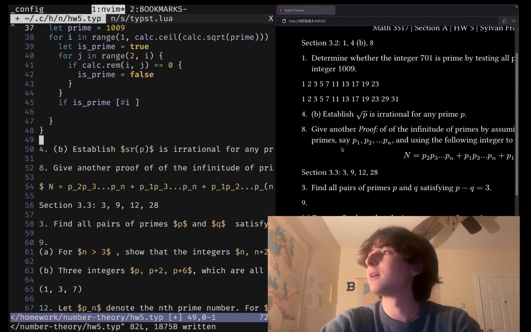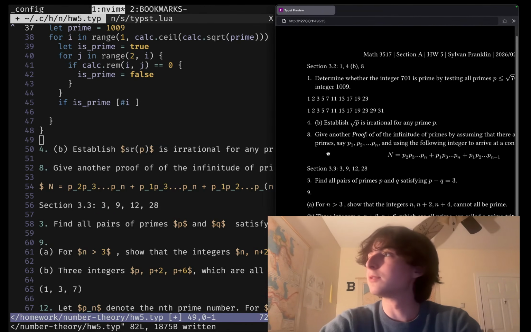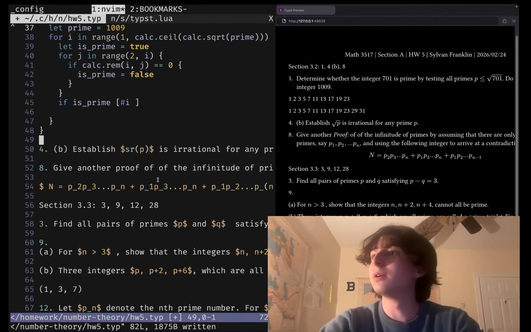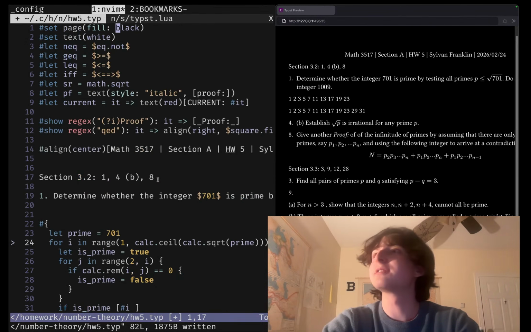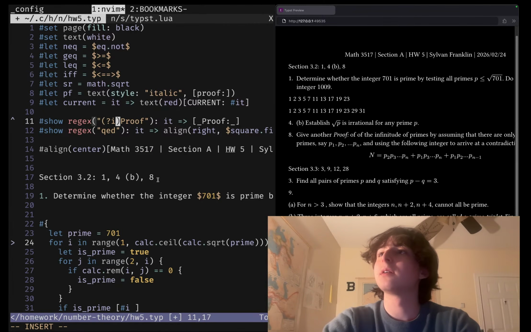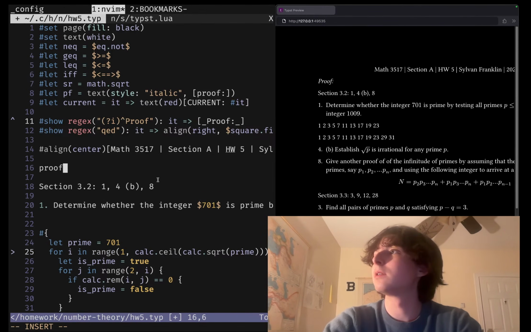Okay. Then there's a couple other proofs, but oh, give another proof. My proof environment kicked in. I guess I should say, I have to capture the new line. Will that work? Yeah.